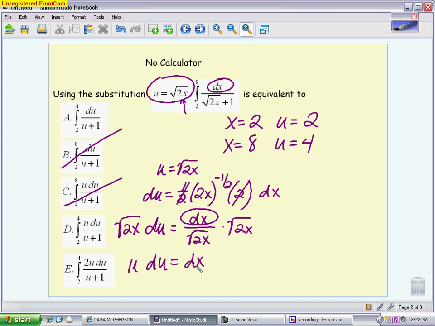So now when I look at my problem, I'm going from 2 to 4. My dx is going to be replaced with u du. My denominator is going to be replaced with u plus 1 because I know radical 2x is u. I look at my choices. The only one that has the right boundaries and the right piece in the numerator, really it was the numerator that you had to figure out, is D.